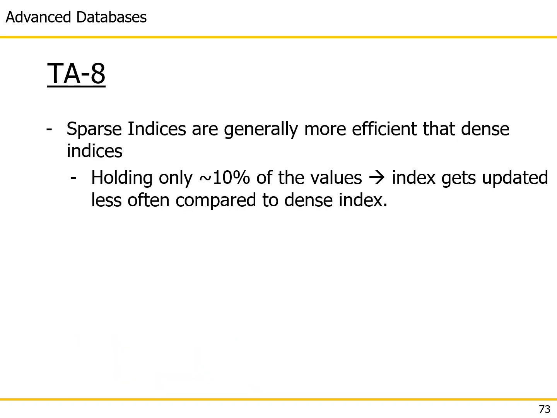So here is the 8th takeaway. Sparse indices are generally more efficient than dense indices. Holding only 10% of the values, the index gets updated less often compared to the dense index. That's why a sparse index is often considered more efficient in terms of insert, delete, and update.